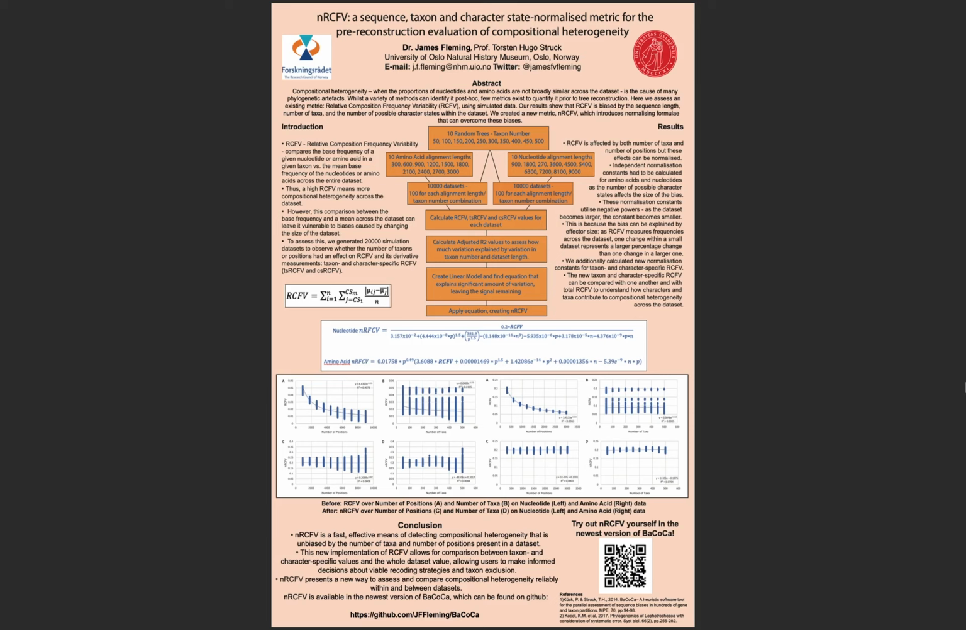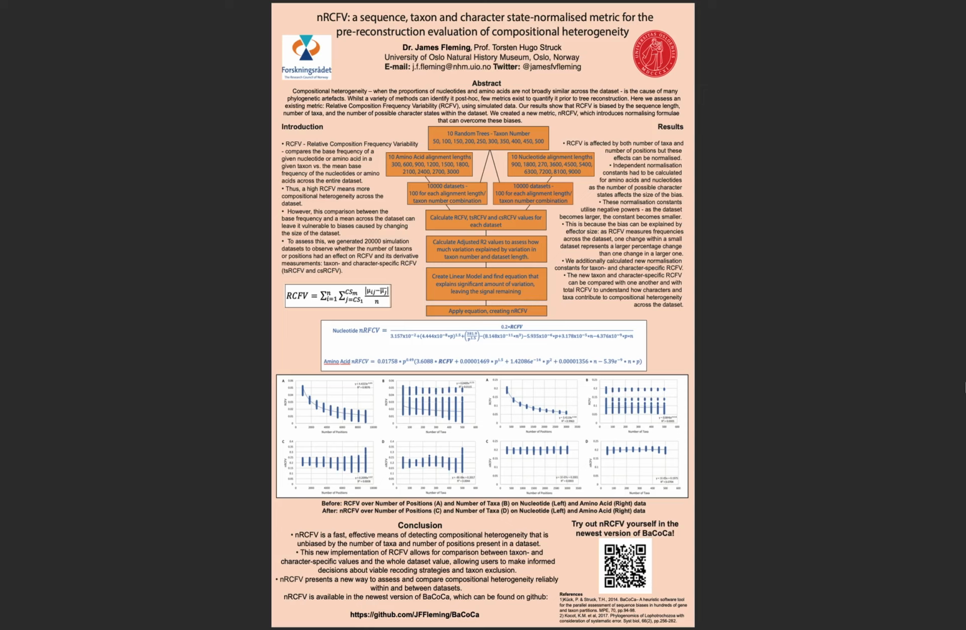RCFV measures the compositional heterogeneity in a dataset by providing a value from 0 to 1, with 1 indicating an incredibly heterogeneous dataset and 0 indicating a homogeneous dataset. Its child values, character state-specific RCFV and taxon-specific RCFV, measure how much a specific character state and taxon each contribute towards the total RCFV value.